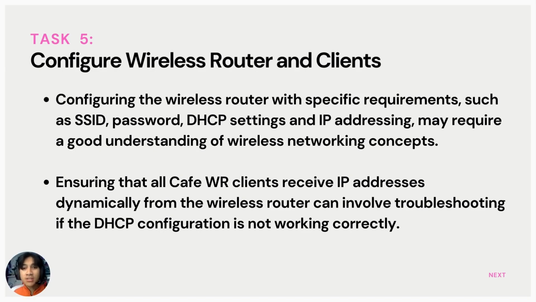Ensuring that all wireless clients receive IP addresses dynamically from the wireless router required troubleshooting skills, as any misconfiguration could disrupt the DHCP functionality and prevent proper network connectivity. If we are able to set up the DHCP protocol, then the connection to the wireless router can be successful. Overall, while this task presented challenges, we were able to overcome them through our collaboration, our further and deeper research on subnetting and networking and all the configurations we made, and utilizing available resources.